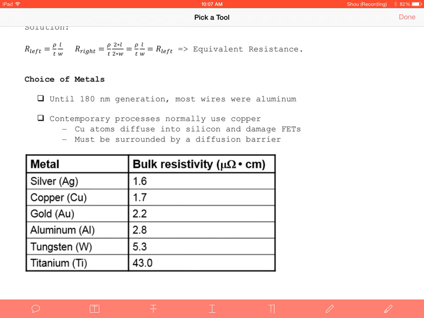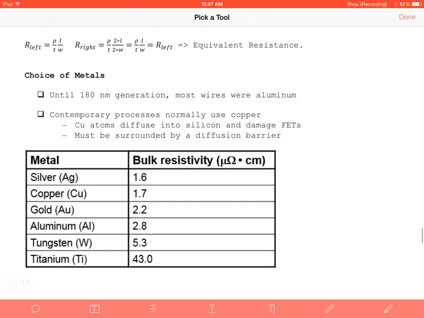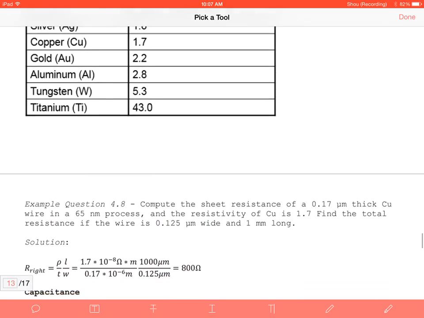So there are trade-offs. Aluminum has a slightly higher resistivity. Copper has a lower resistivity, so ideally it's perfect. However, good design requires good compromise, which seems to be a recurring theme over and over again, right?